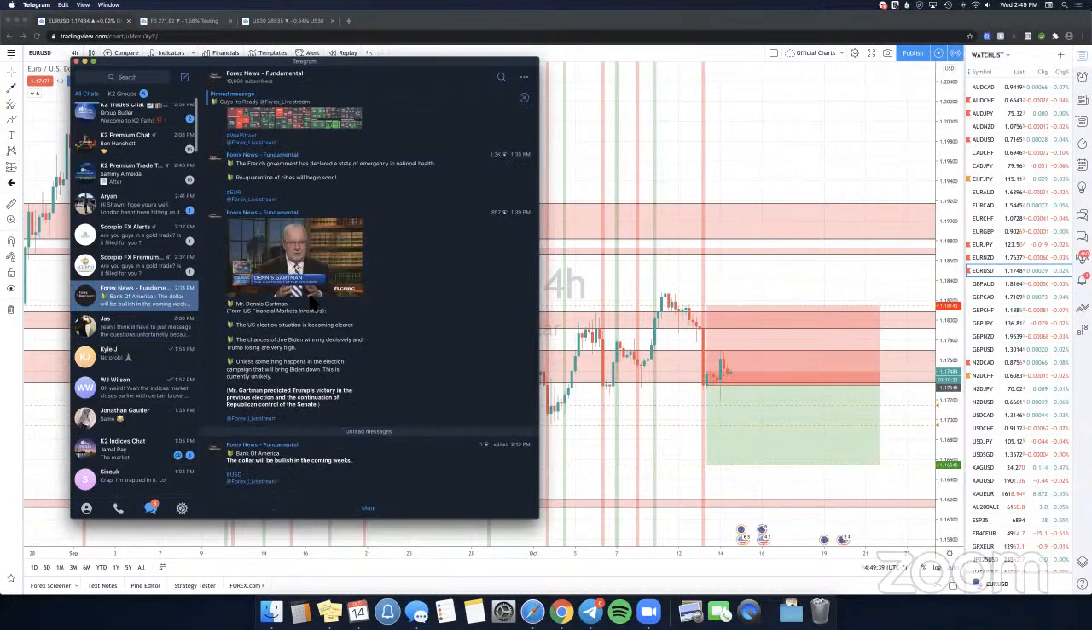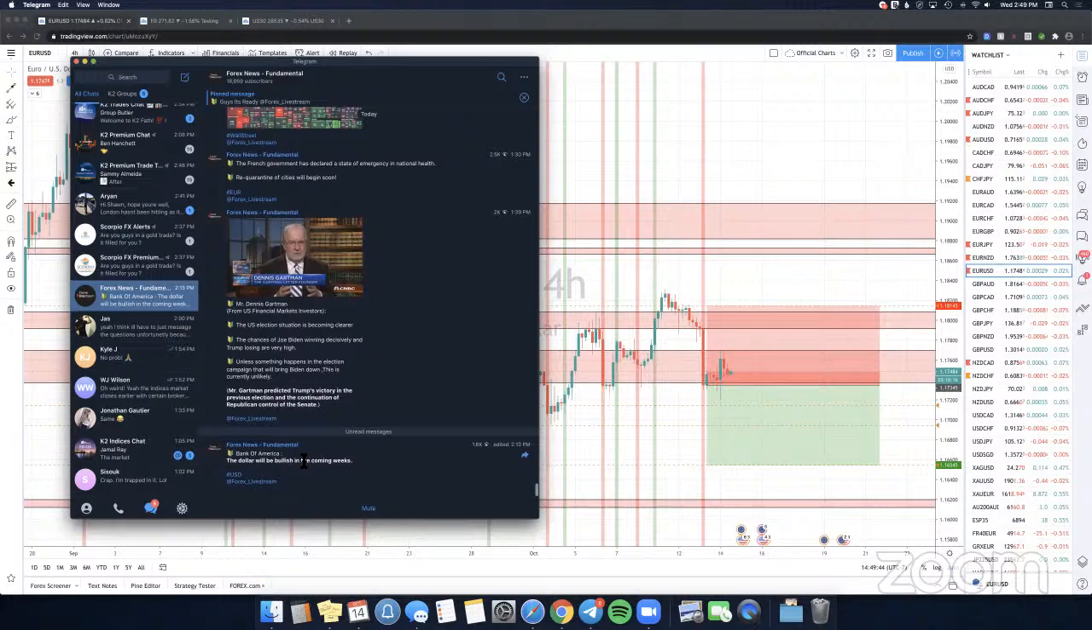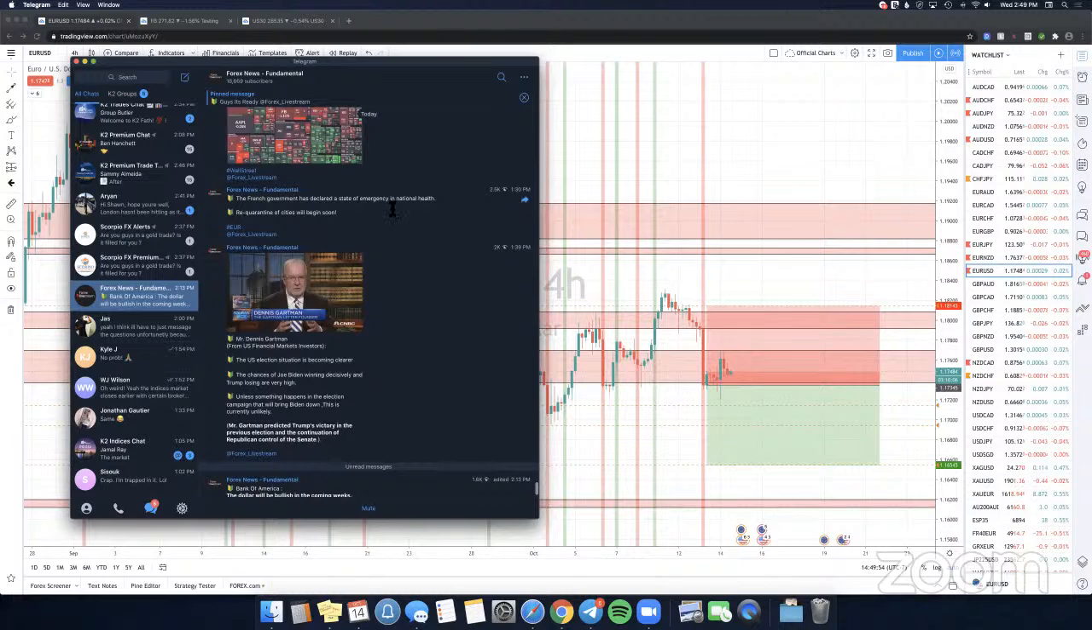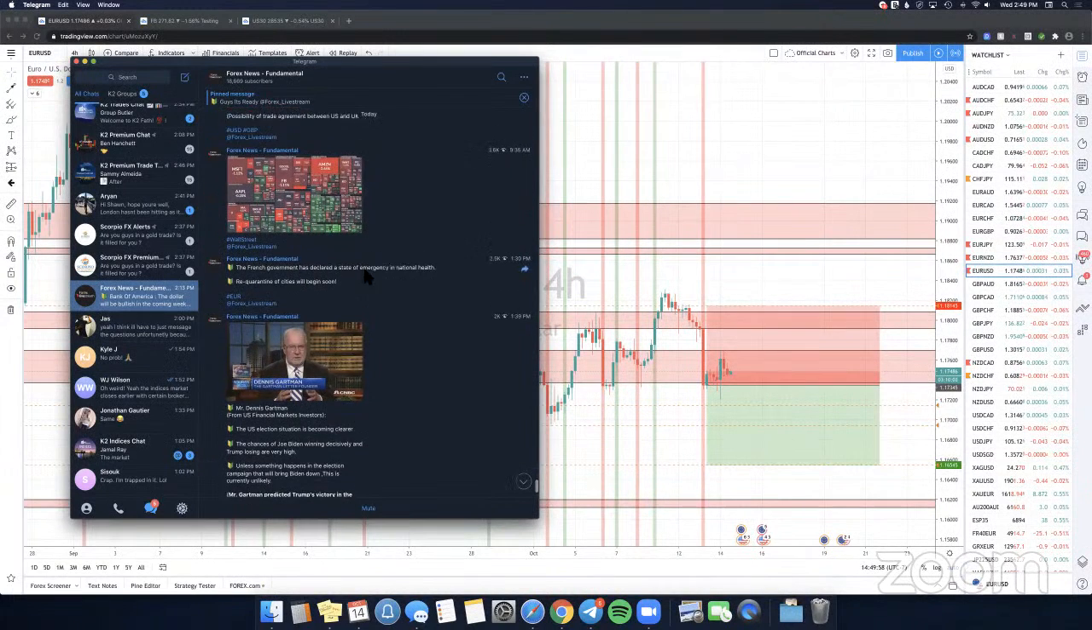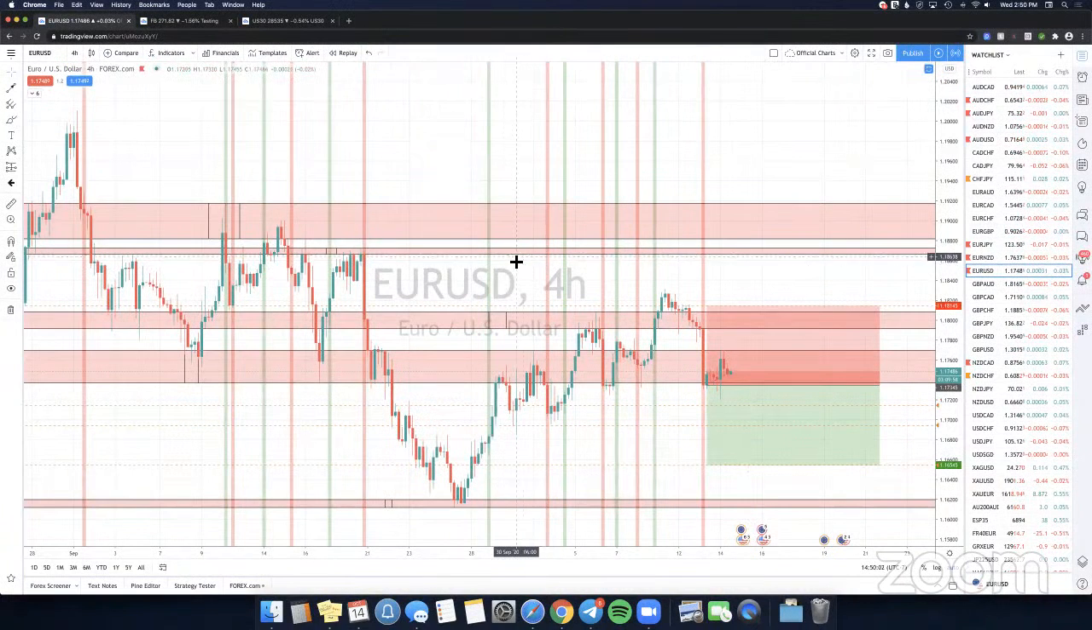Let's see. So right here, see, Bank of America says the dollar will be bullish in the coming week. So you could expect that to be good for us. That's going to increase the US dollar strength. And then see, there's a whole bunch here. Re-quarantine in France. If all this happens, it's going to bring strength to the US dollar, but weakness to the European currencies. So I think that's why it'll be fine.